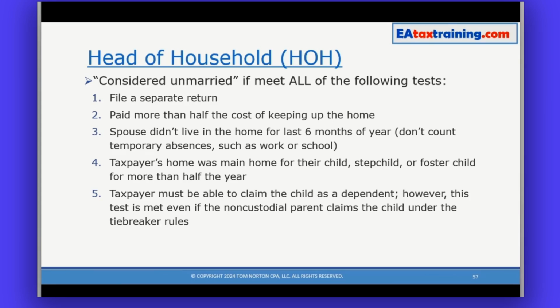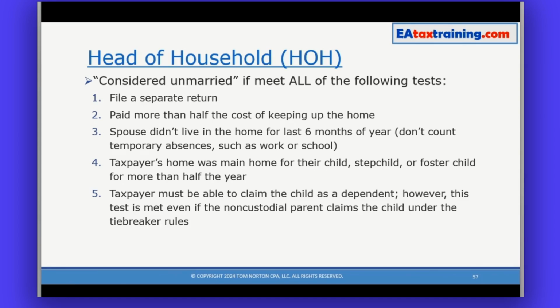They have to have a separate residence from you for the last 6 months of the year. Then your home or the taxpayer's home has to be the main home for their child, their stepchild, or their foster child. So the parent doesn't count. Any other relative doesn't count. For purposes of being considered unmarried, it has to be their child, their stepchild, or their foster child.